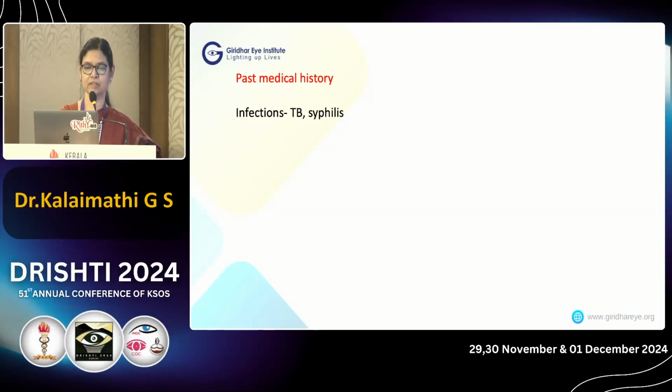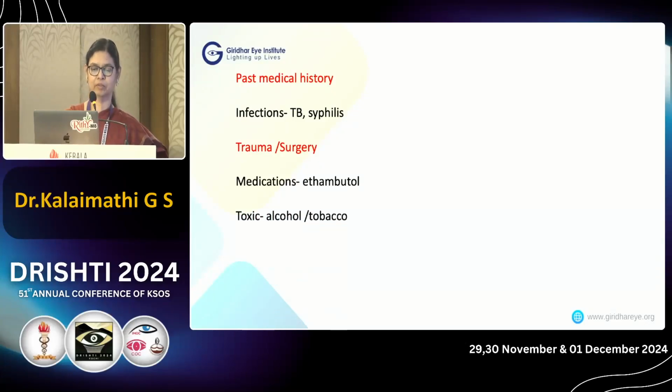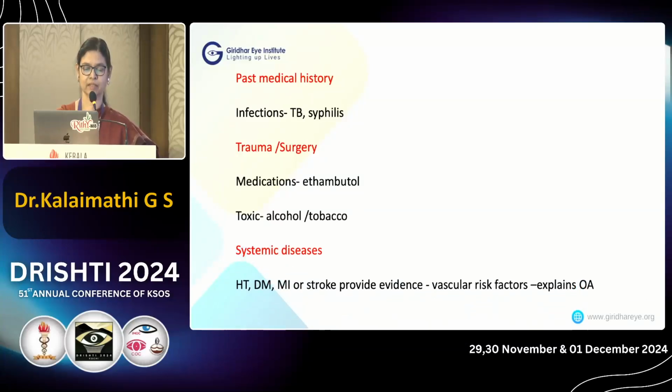History of infections like TB and syphilis is important. History of any trauma, surgery, and history of any intake of medicines like ethambutol should be asked for. And any substance abuse like alcohol, tobacco should be noted. And any systemic diseases like hypertension, diabetes, myocardial infarction should be noted.